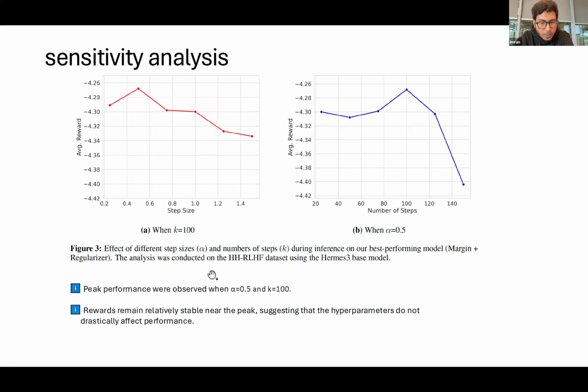So in our experiment, when the learning rate is 0.5 and the number of steps was 100, we got the highest results here. Another important thing to note here is that the peak that we got is relatively stable, so it does not decrease suddenly, which actually suggests that the hyperparameters do not drastically affect the performance, whereas the preference loss is actually the main reason for the consistent gains.